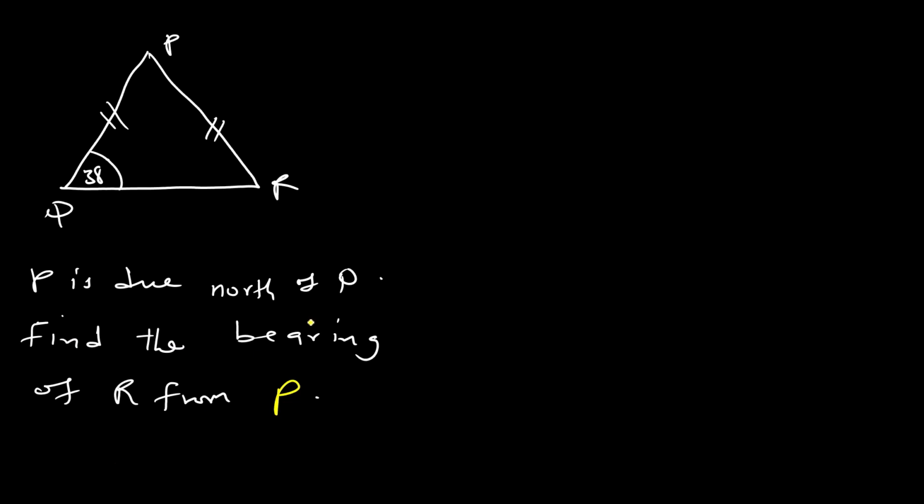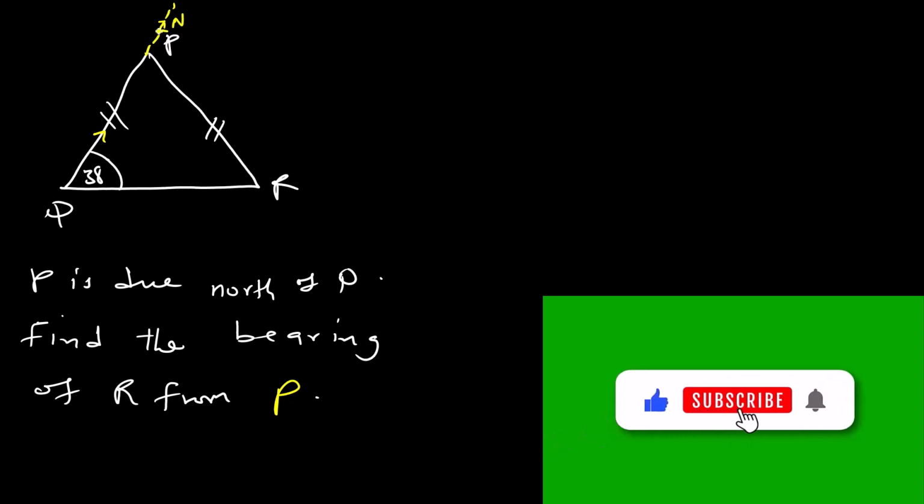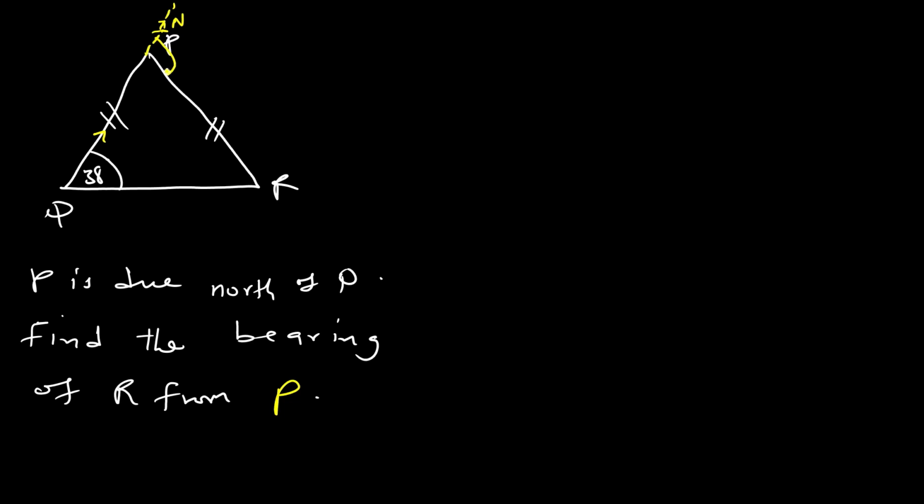All right. So it is given that P is due north of Q. So due north of Q. So this is our north. That is the statement. Find the bearing of R from P. R from P. So P is the starting point. So I will start from P here and rotate clockwise to meet R. So we want to find this side.